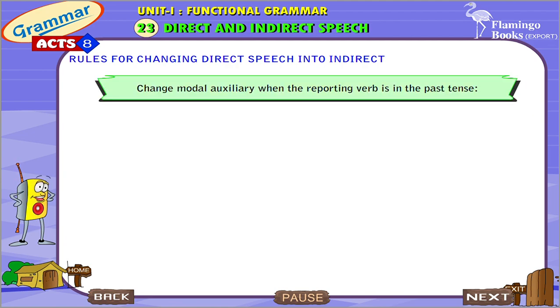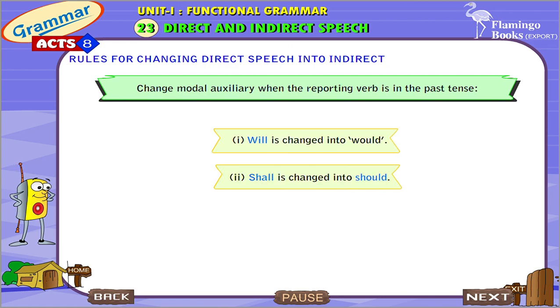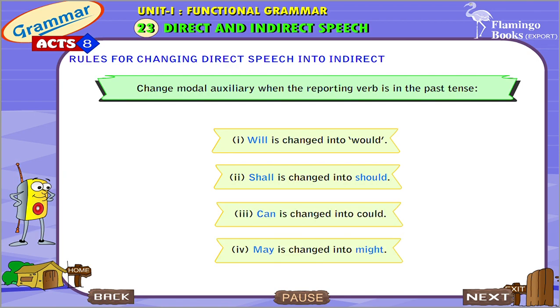Change modal auxiliary when the reporting verb is in the past tense. Will is changed into would. Shall is changed into should. Can is changed into could. May is changed into might.